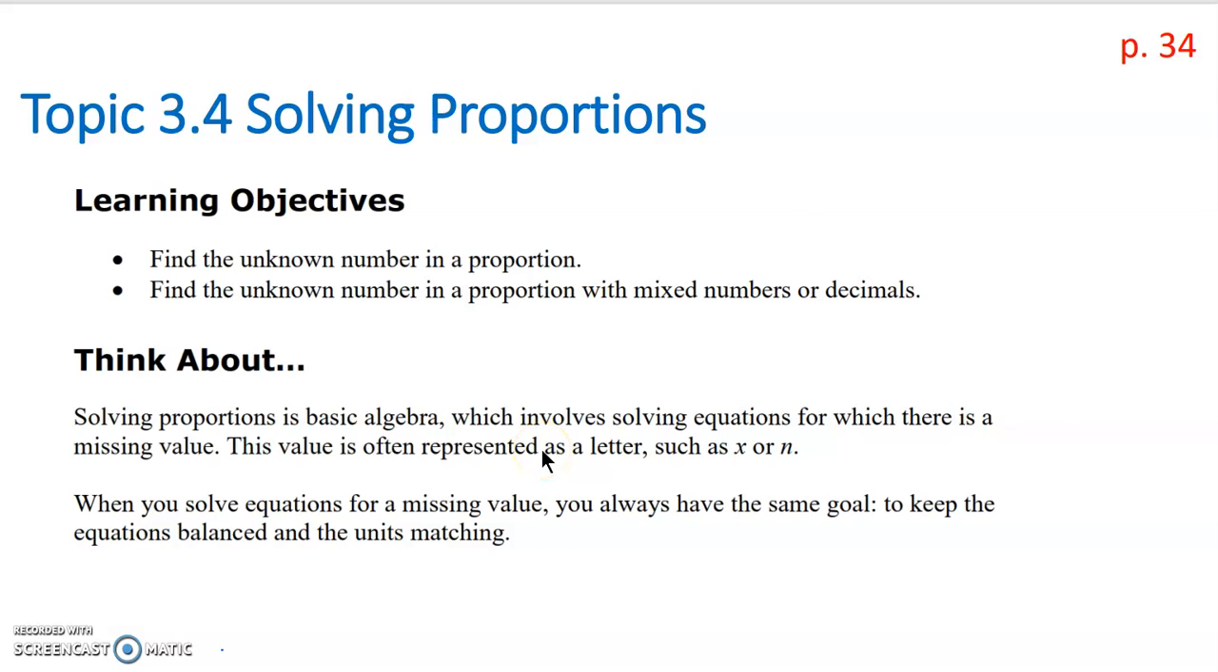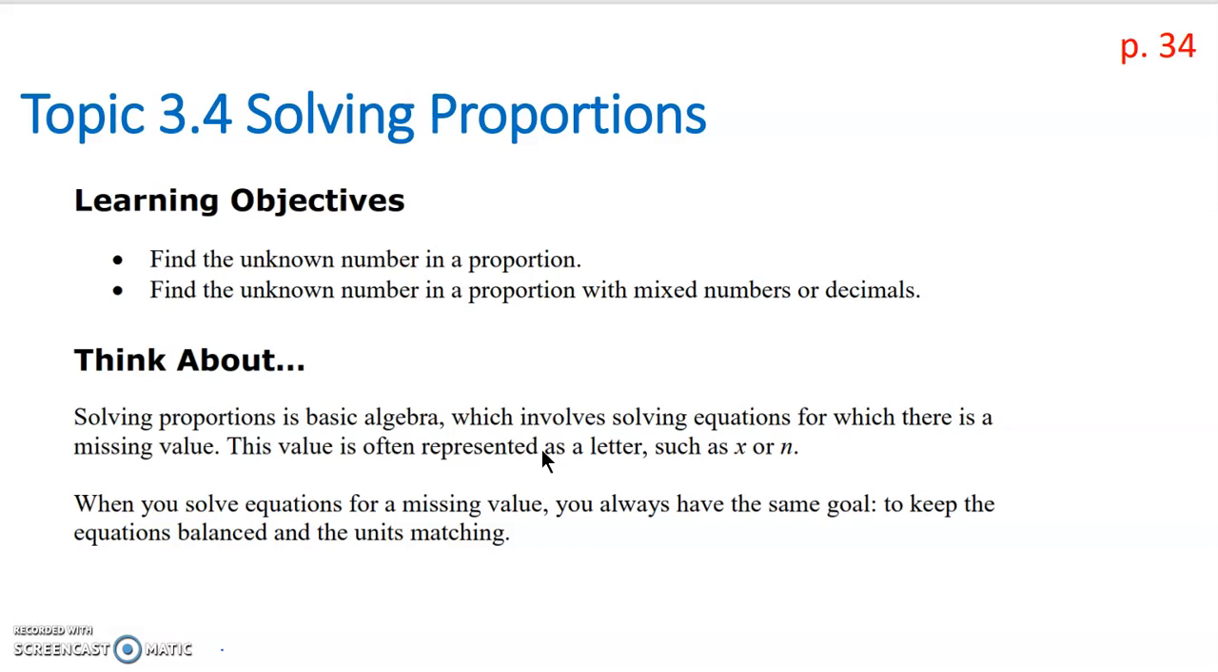Hello, this lesson is topic 3.4, solving proportions. Today we'll find the unknown number in a proportion and we'll look at unknown numbers in proportions with mixed numbers, fractions, and also decimals. When we solve proportions today, we're going to do so using basic algebra.